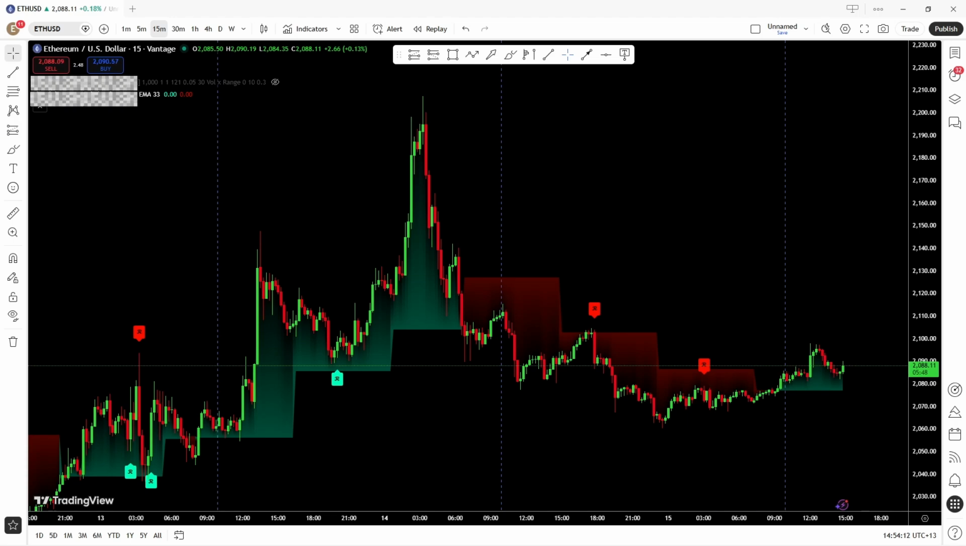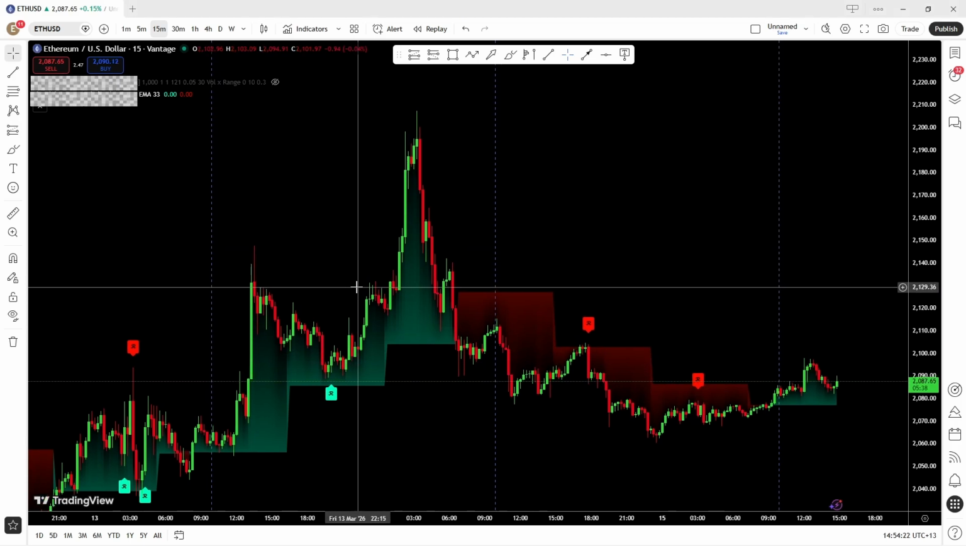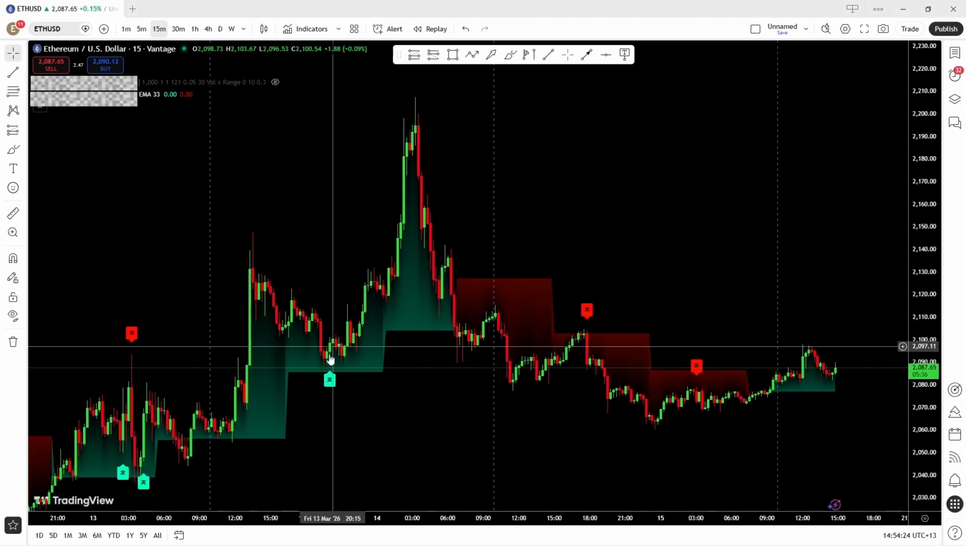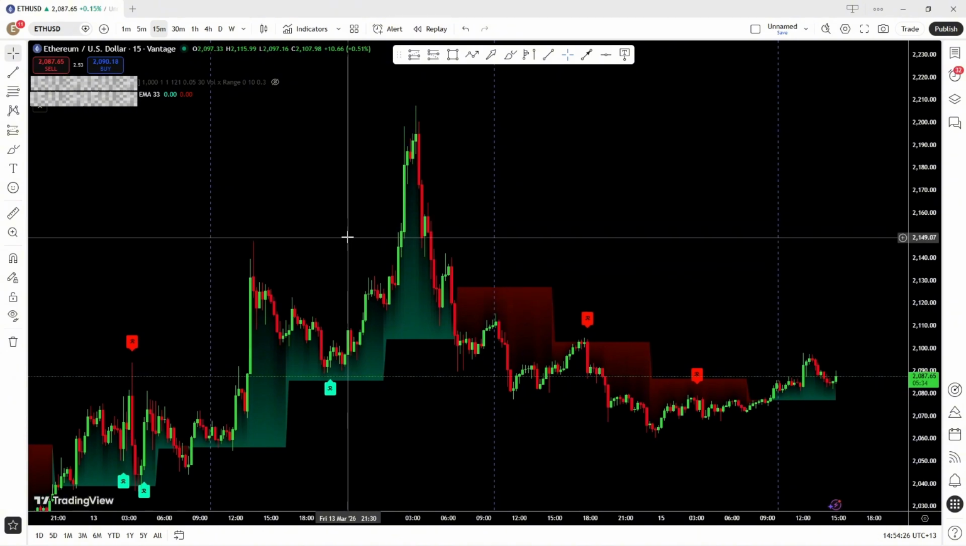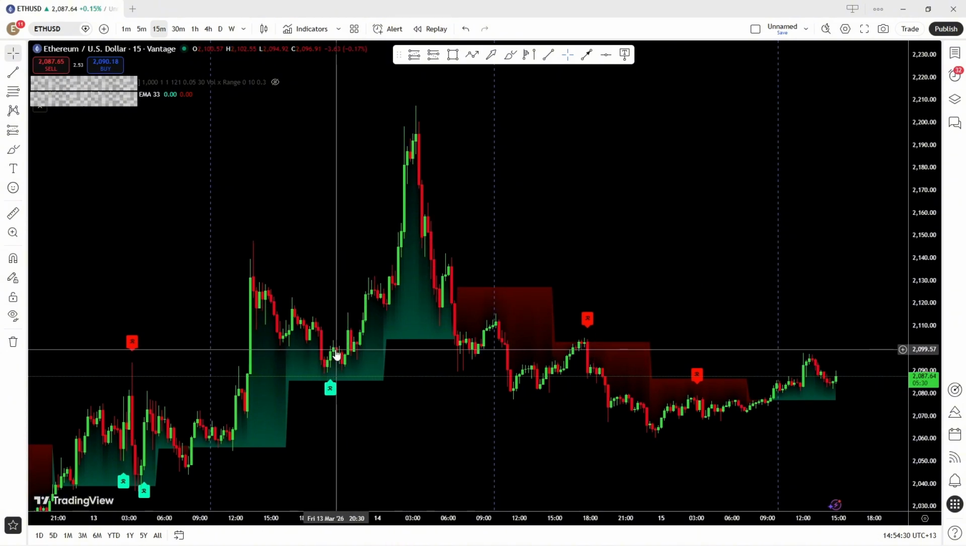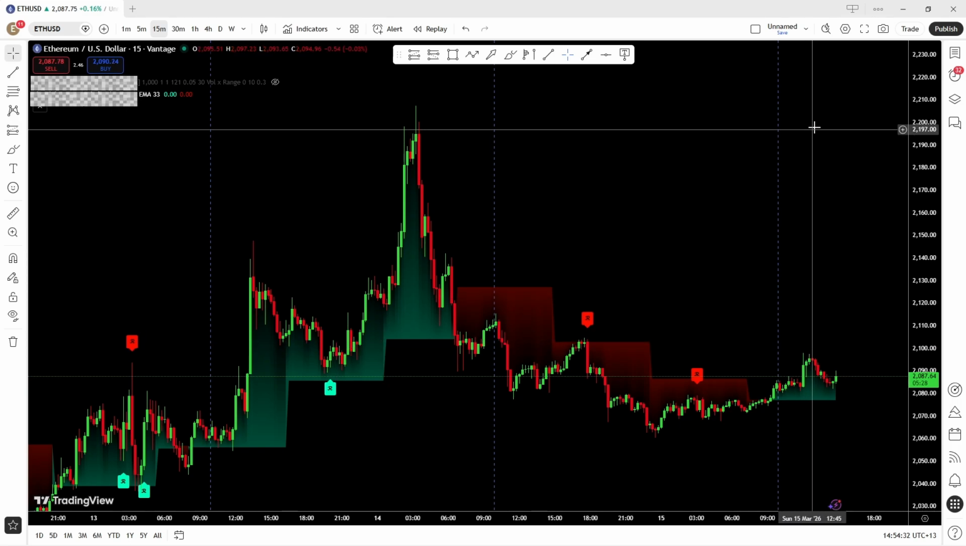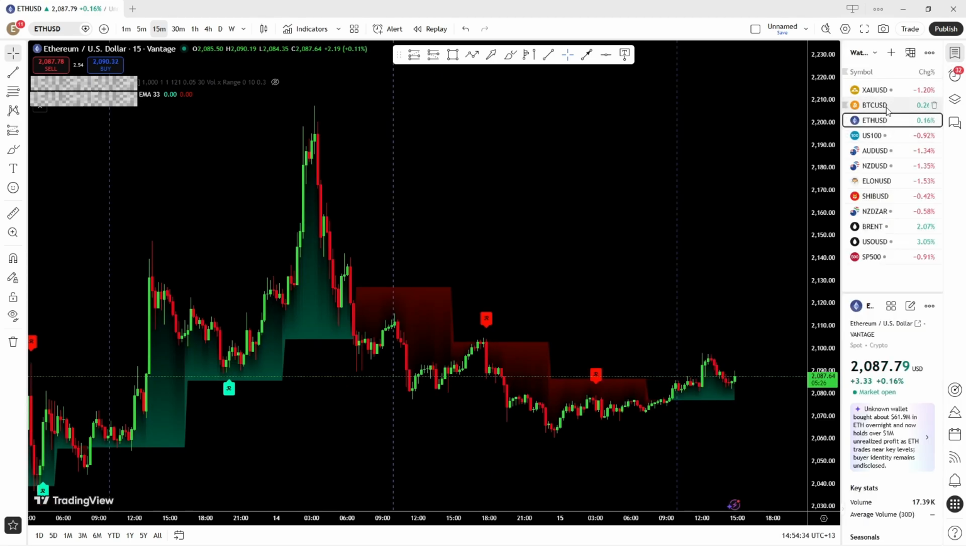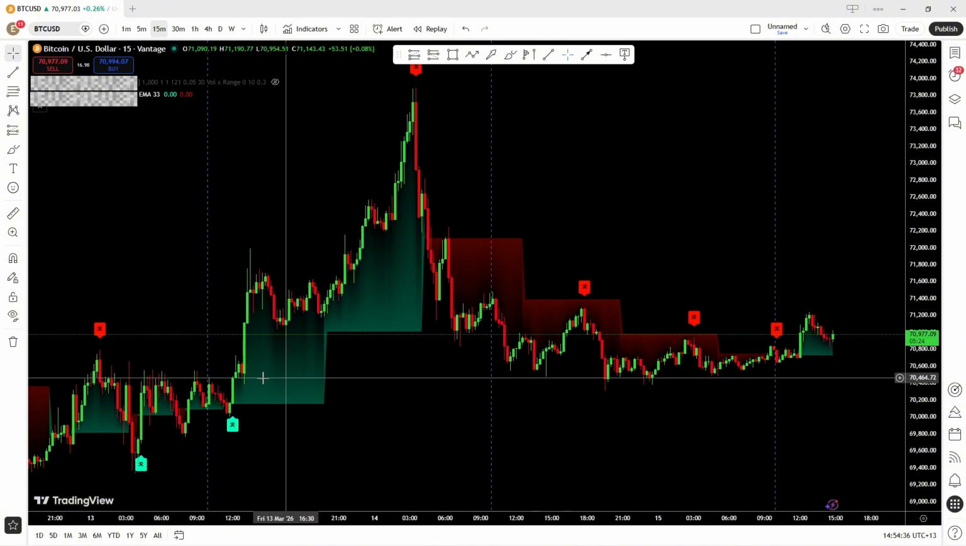So are you looking for a really powerful indicator that can help you get profitable, especially if you are a beginner or intermediate trader and you've been struggling for a while? This is a really interesting indicator that I've been using that helps you spot reversals in the market. And it gave me a really powerful trade here on Ethereum on Friday. It also gave a really good trade on Friday on Bitcoin.